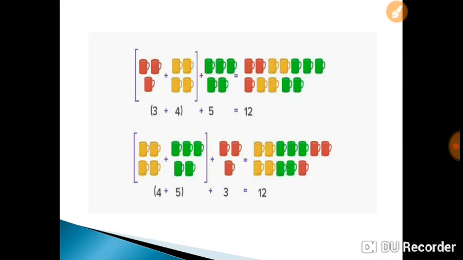Let us consider an example. Suppose you have 3 red mugs, 4 yellow mugs and 5 green mugs.